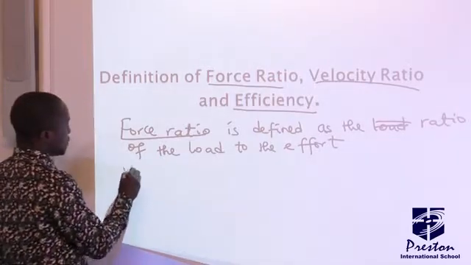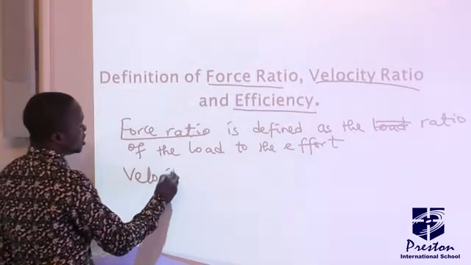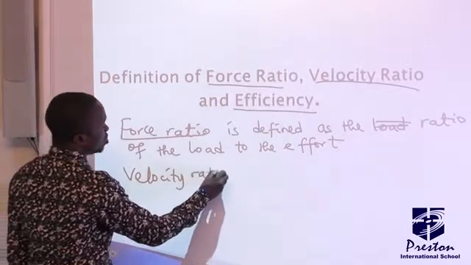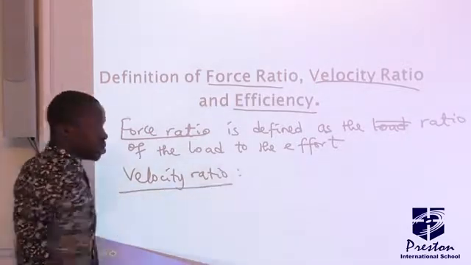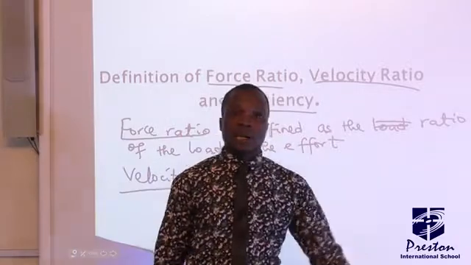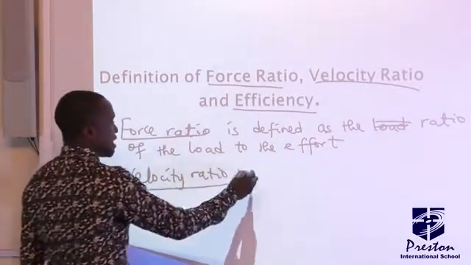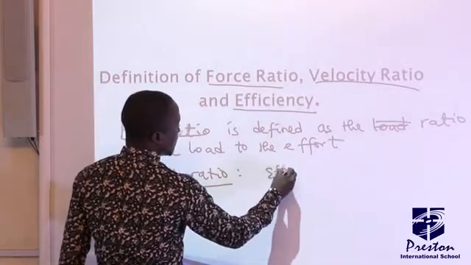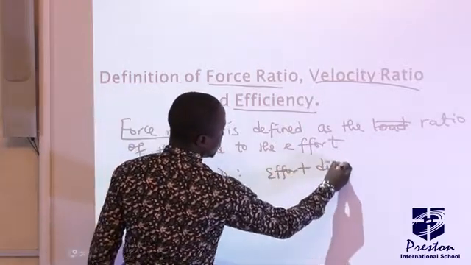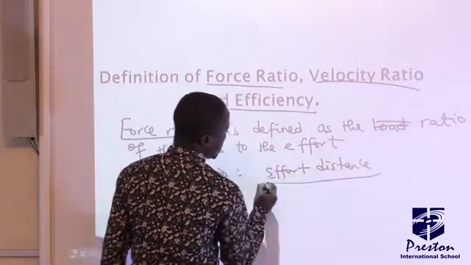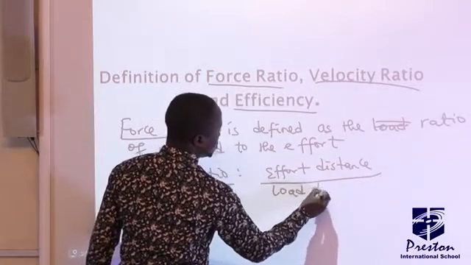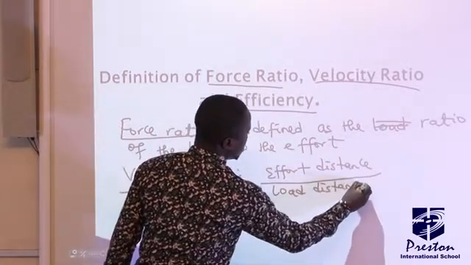Then we also have velocity ratio. What is velocity ratio? This is the ratio of the distance moved by the effort to the distance moved by the load. That is effort distance over load distance. That is distance moved by the effort to the distance moved by the load.